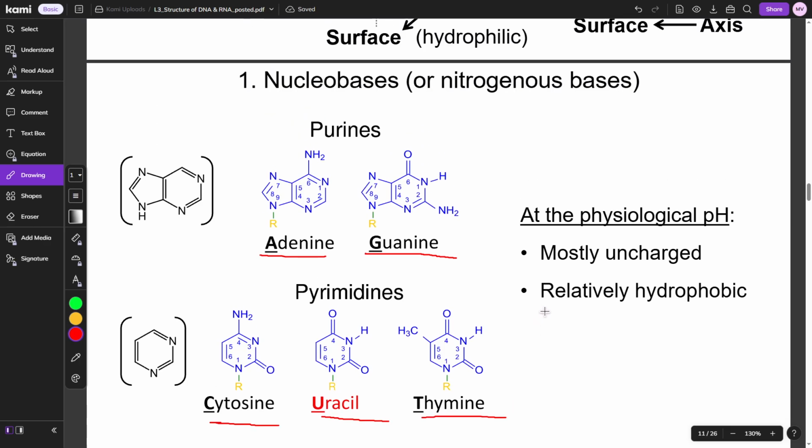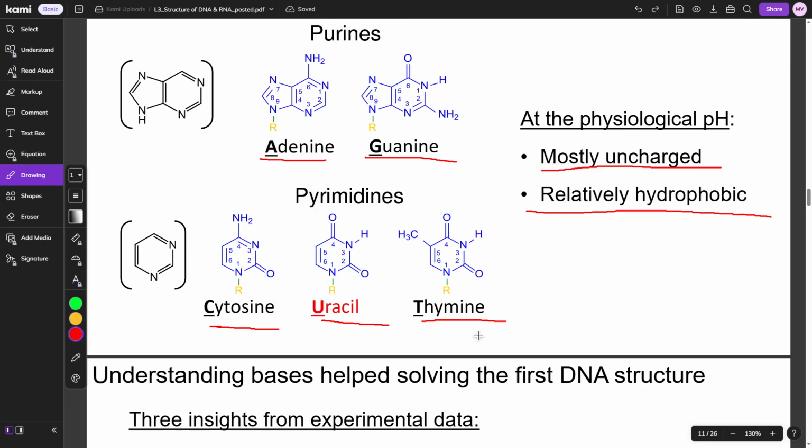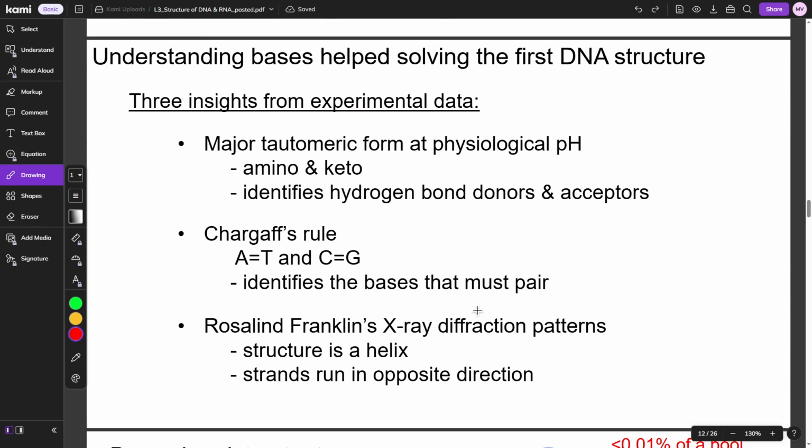The main thing to keep in mind is at physiological pH, these things are usually uncharged and they're hydrophobic. When you start altering the pH and making it like pH 2 or pH 20 or something, then all that stuff goes out the window and you have to think about some other interactions that could be occurring. But at physiological pH, which is around 7.3 if I'm not mistaken, they're going to be uncharged. And because of that, hydrophobic interactions will dominate, and that's because of these massive aromatic rings that you can see.